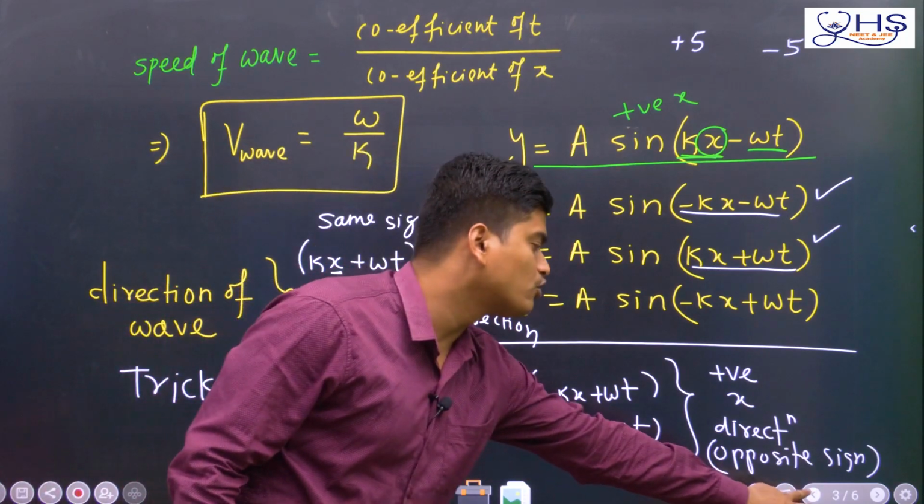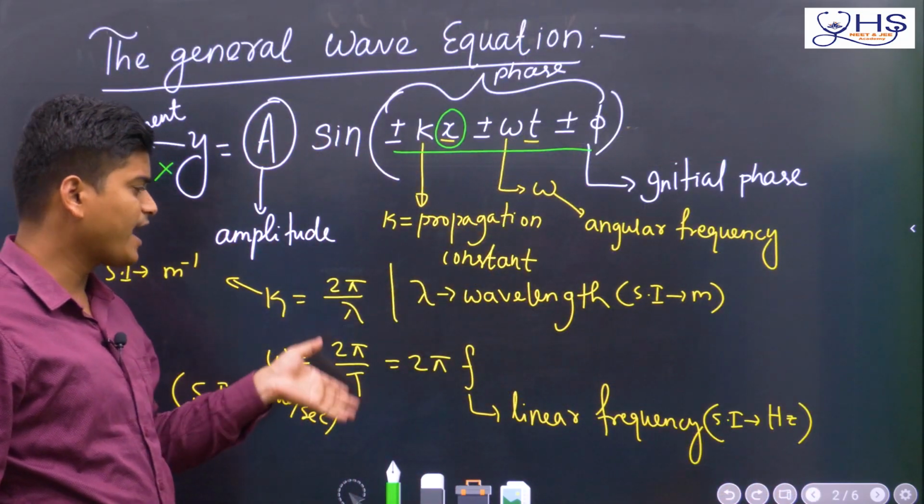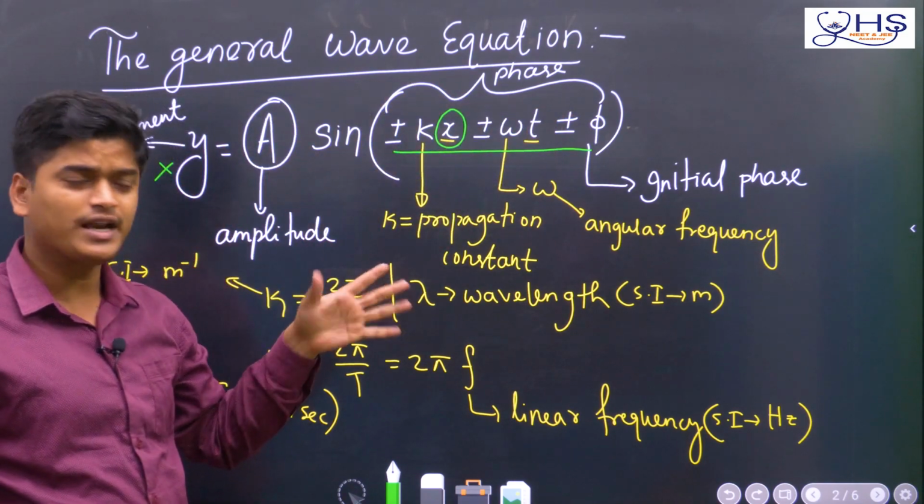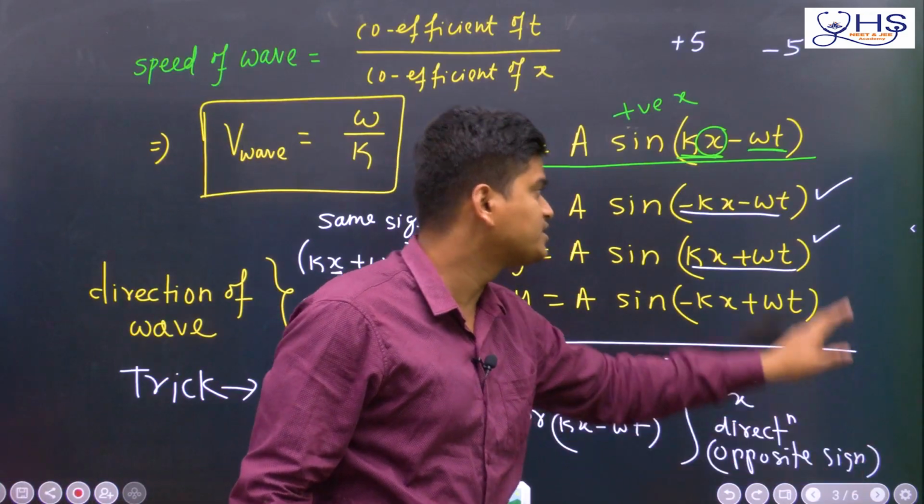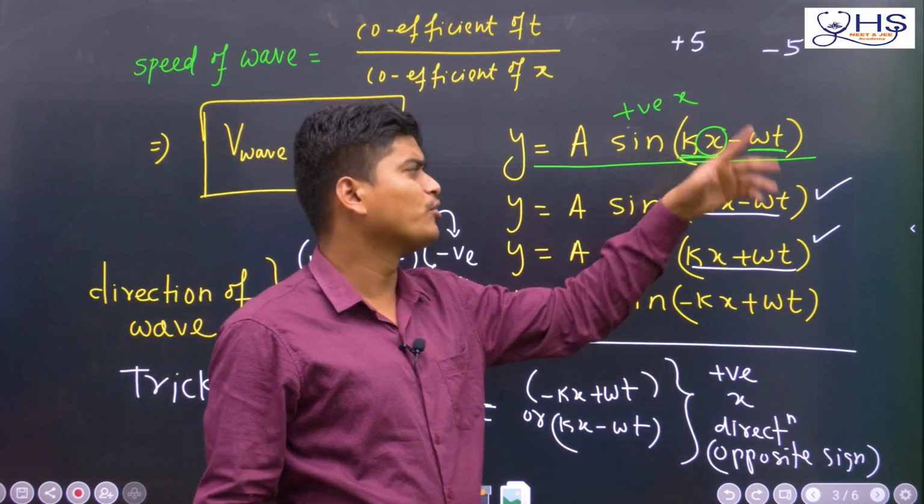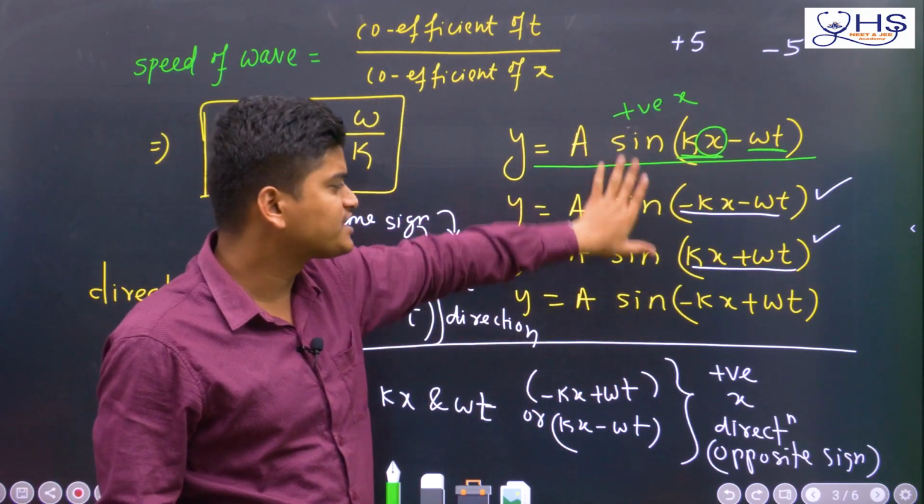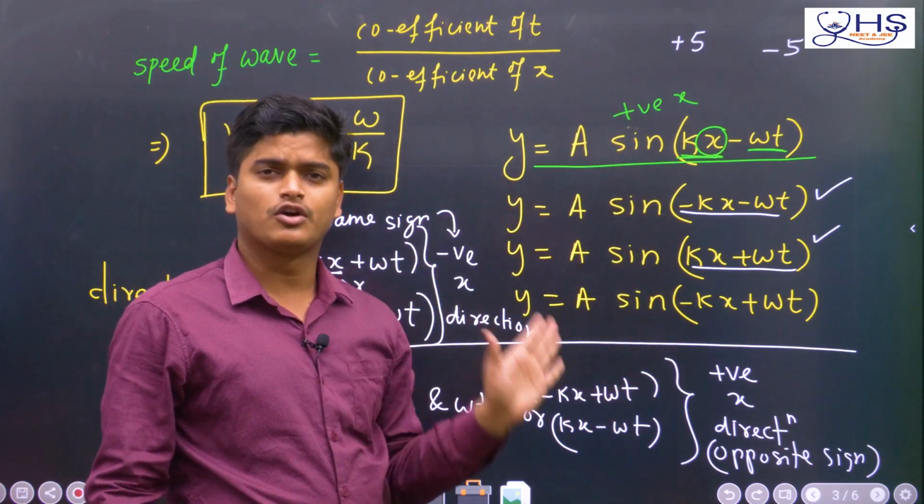Along with this quantity, you should know how to find lambda, k, frequency. Here the general expression will not always be there. It will be like this, with some number instead of k, some number instead of omega, some number instead of a. It can be sine also, it can be cos also. So no need to worry.